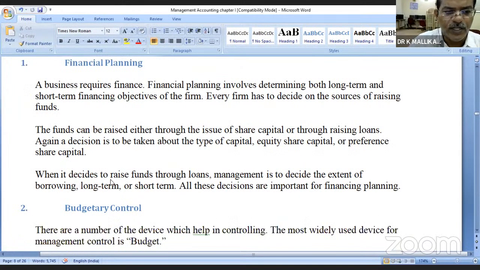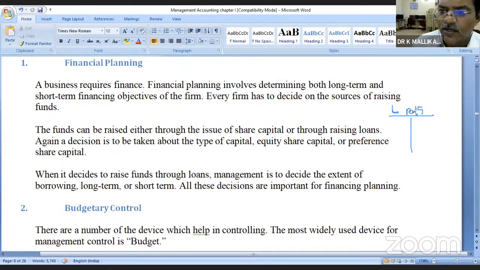When it is decided to raise funds through loans, management can take loans or borrowings, short term and long term. All these decisions are very important in financial planning. One more thing is capital structure, how the company's capital is structured. The financial plan is nothing but the liability side of the balance sheet. So what are the items on the liability side of the balance sheet?